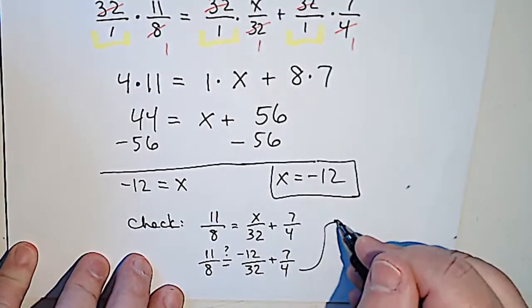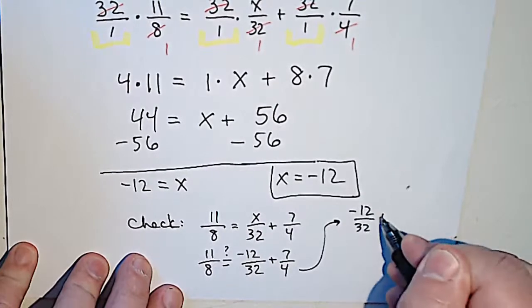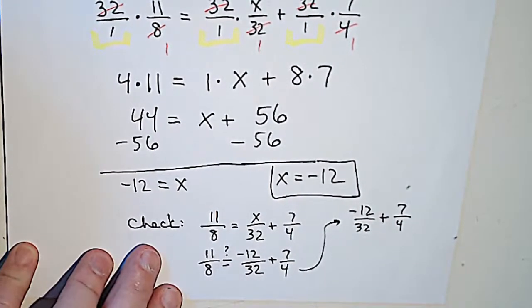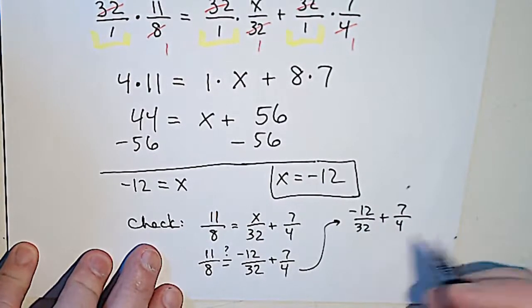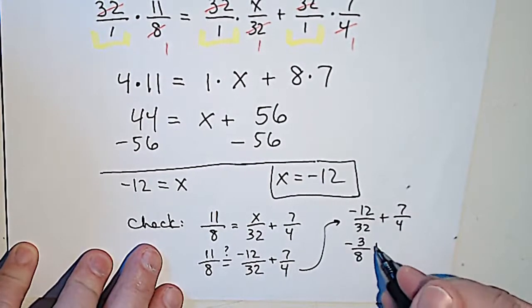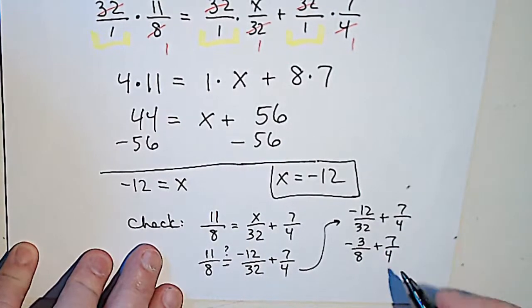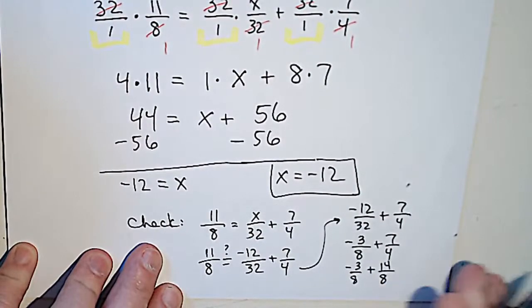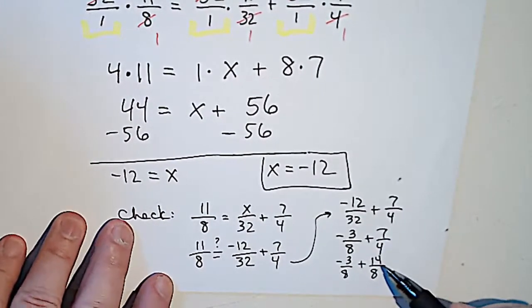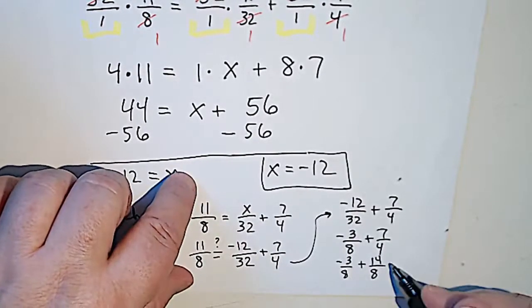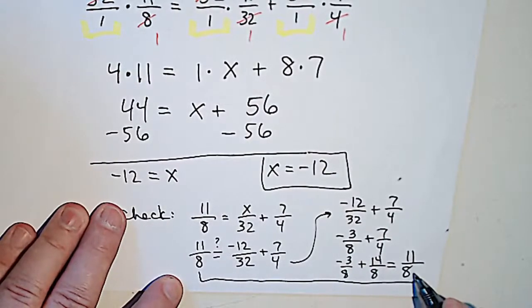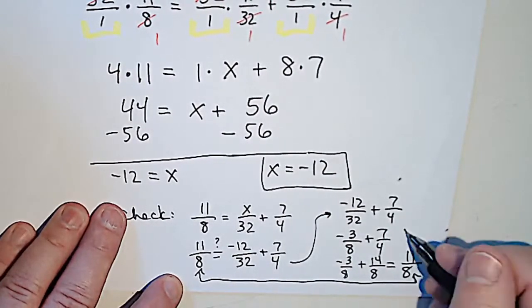So I'm going to look over here. I'm going to say negative 12 over 32 plus 7 over 4. I can reduce this, but I don't know that that will be helpful. But let's try. I can reduce it by 4. So I can get negative 3/8 plus 7/4. And then I can say, oh, this is negative 3/8 plus 14/8, right? Because I've got 7/4, so that's 14/8. Negative 3/8 plus 14/8 is 11/8. They work. It works. It's alive. So we have checked it.